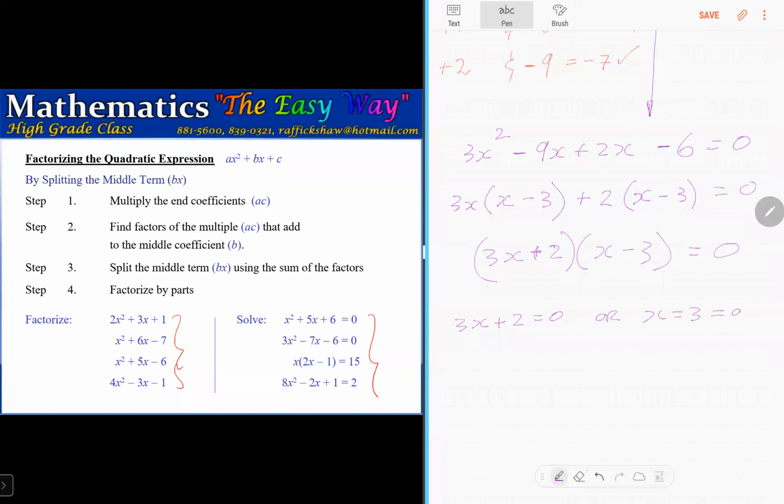Not x equals 3, x minus 3. x minus 3 equals 0. The product of those things equals 0. Either the first one is 0 or the second one is 0.